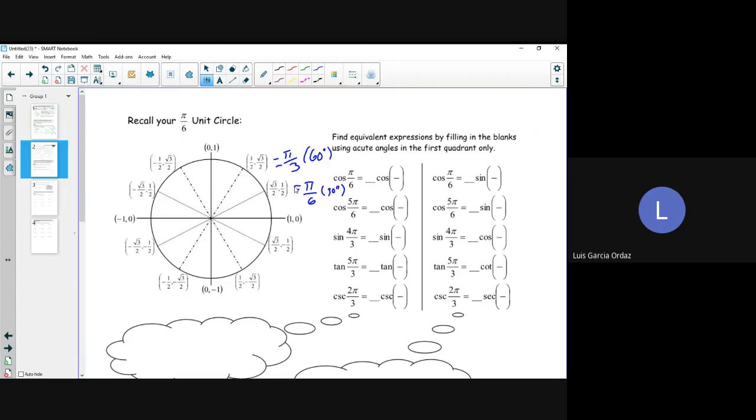When we're talking about the related acute angle, we're talking about the angle closest to the x-axis. So cos of pi over 6 is in which quadrant? Quadrant 1. That means our related acute angle is just the same thing. So cos of pi over 6 is equal to, do we put a plus or minus? Positive. And our acute angle is still pi over 6.